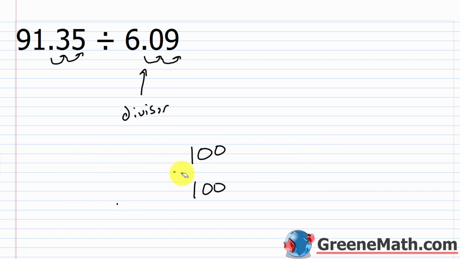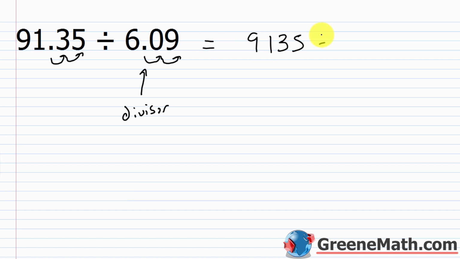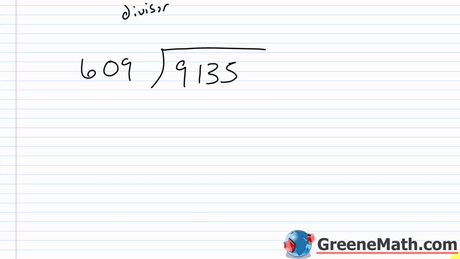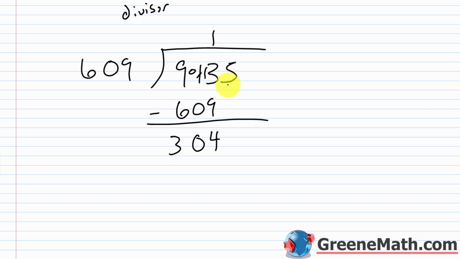So once we have that, I'll just rewrite this problem. I'll just say it's 9,135 divided by 609. And we'll just crank that out real quick. So 609 will go over here. 9,135 will go here. Let me scroll down and get some room going. And so 609 will go into 913, right? It's not going to go into 9 or 91, but 913 once. 1 times 609 is 609. We would subtract here, and I'll borrow here. 13 minus 9 is 4. 0 minus 0 is 0. 9 minus 6 is 3. So that's 304. Bring down the 5.